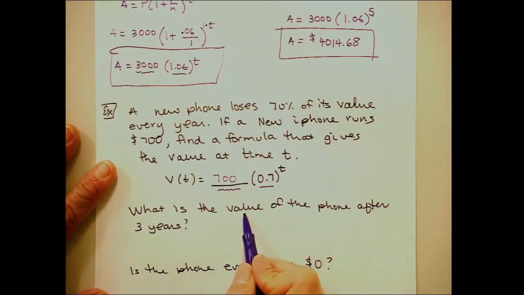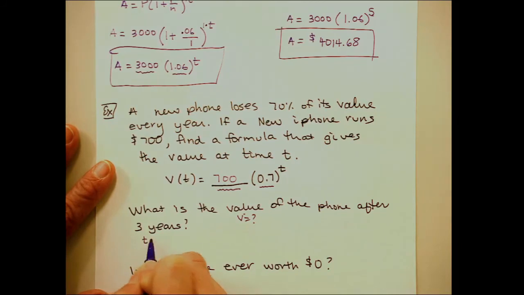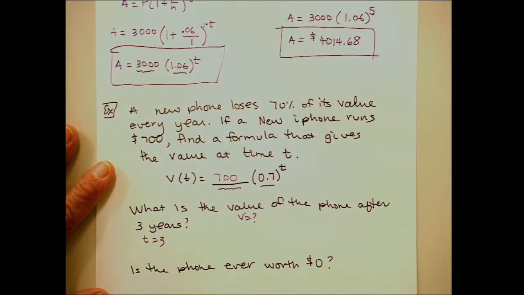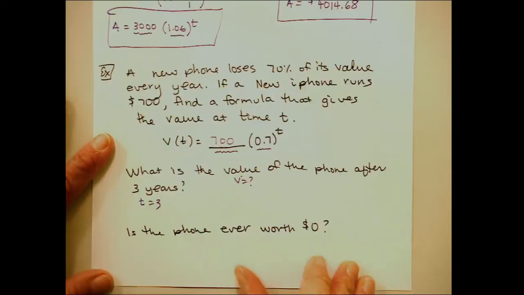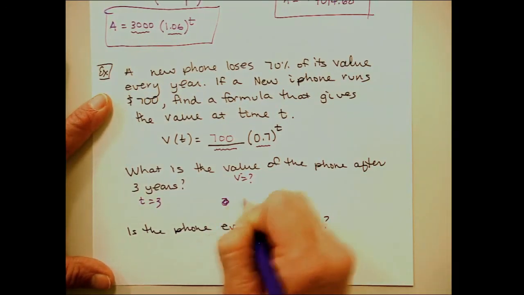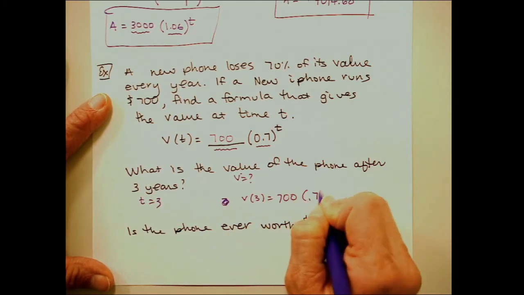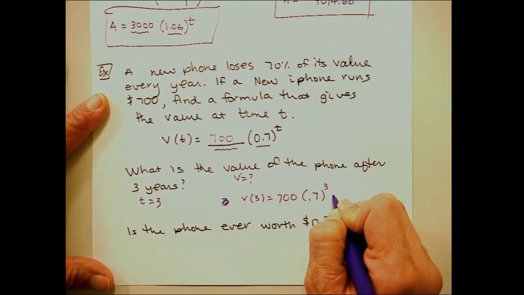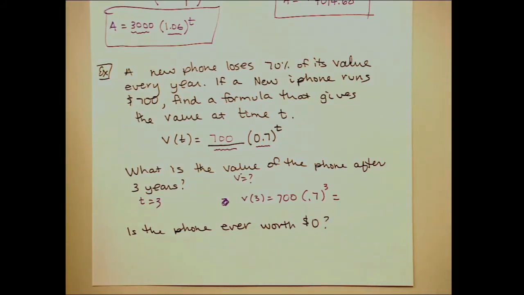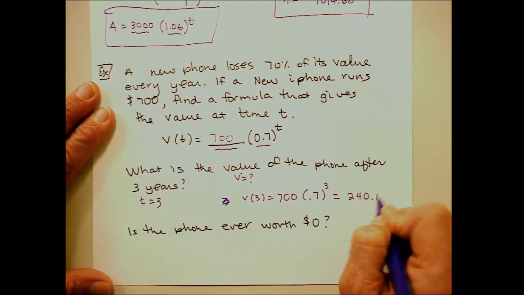So what is the value of the phone after 3 years? Well, there we go. Plug in a 3. Right, so we're just finding V of 3. So 700 times 0.7 to the third. I'm just punching it into my calculator right now. $240.10.